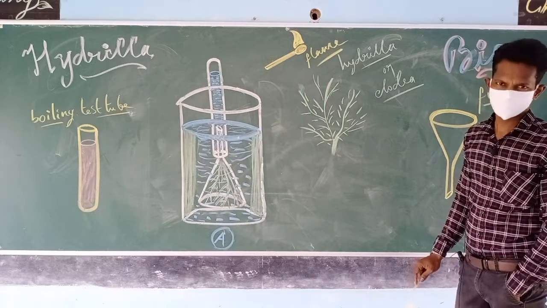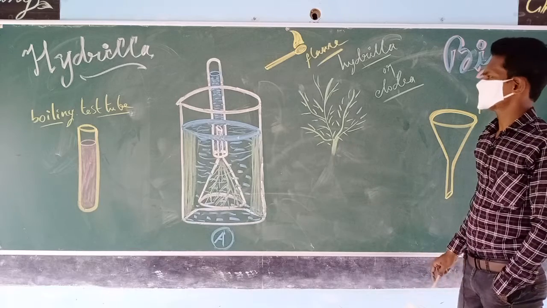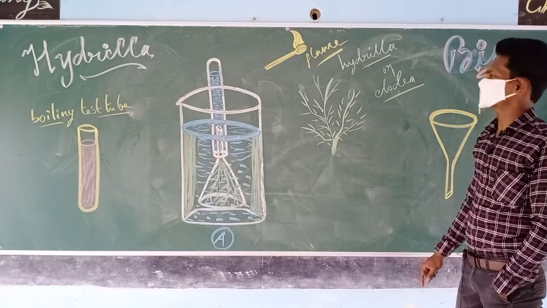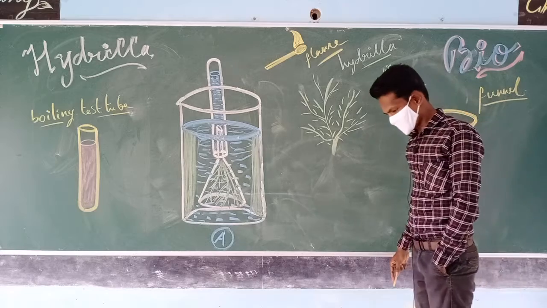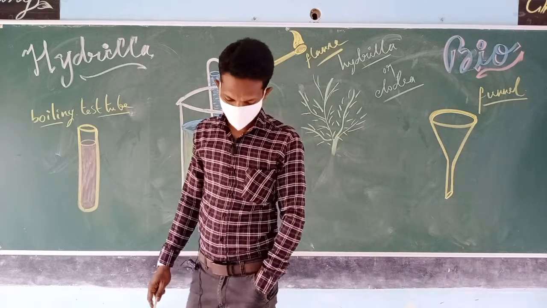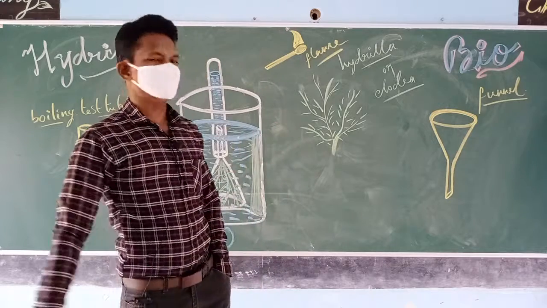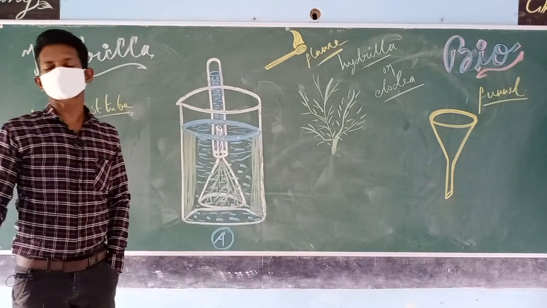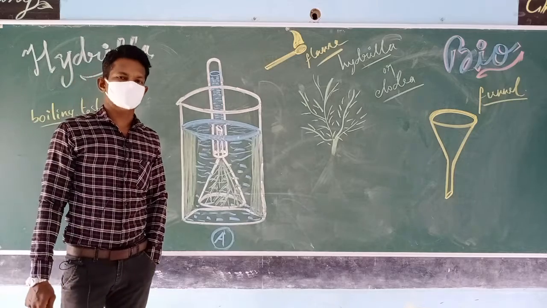In this way, by doing this experiment and following the procedure, we could conclude that oxygen gas is liberated in photosynthesis. So this is the Hydrilla experiment.